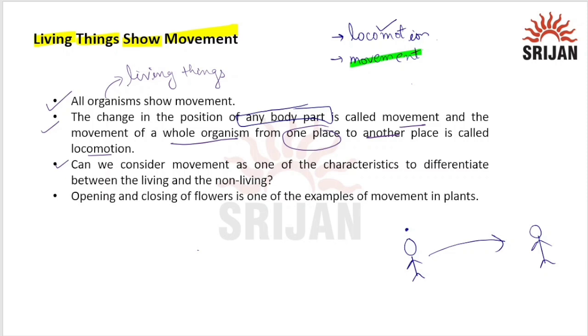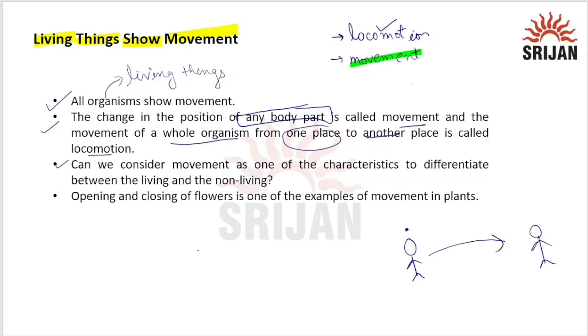Can we consider movement as one of the characteristics to differentiate between living and non-living? Definitely, yes, we can consider movement as one of the characteristics, because non-living things, like stone, book, pencil, chair, copy, cannot change their position on their own. They need an external force. So, non-living things do not show this property of movement.